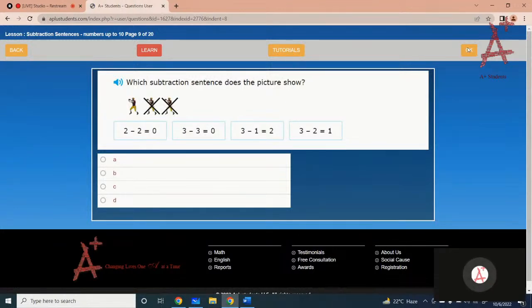Okay, what subtraction sentence does the picture show? Which one is the correct option? In total, you have three figures, three pictures, and out of three, two of them are crossed out. Two of them are crossed out. So 3 subtract 2 is 1. That means it's 3 subtract 2 equals 1. So option number D is the correct option. Got it?